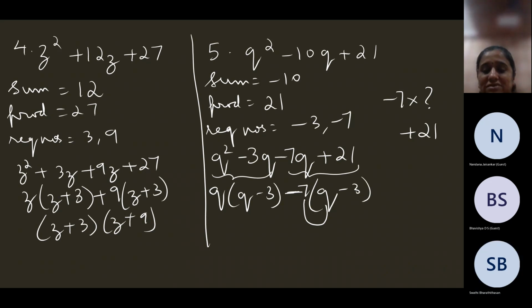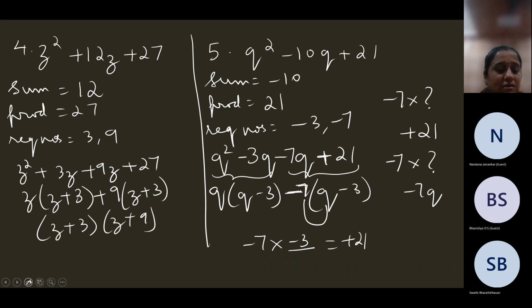See, when you multiply minus 7 with the terms inside the bracket, you must get minus 7Q and plus 21. So you have taken minus 7 common. The third term is minus 7Q. Minus 7 into what will give us minus 7Q? Q. So that's what we have written here. Then the same thing, minus 7 into what will give us plus 21? That's minus 3. Clear, Swati? Yes, ma'am.